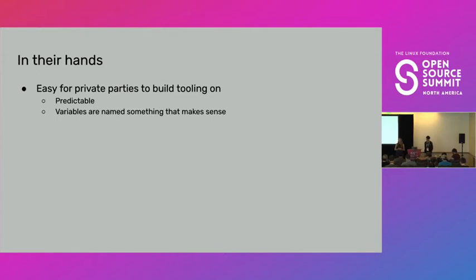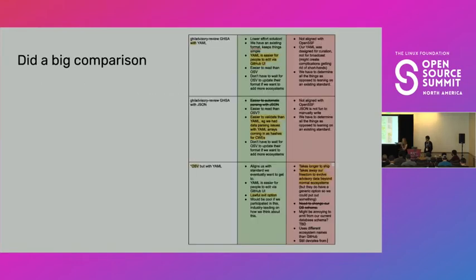We needed something with variables that made sense. Our own internal schema had a lot of shorthand in it. That was not something we could have published without sprucing that up so people could understand what was going on. And we needed something that was machine interoperable. So, we did this whole big comparison.